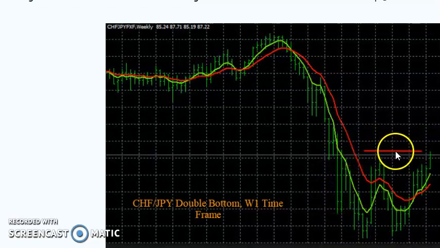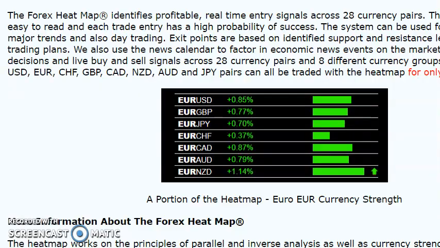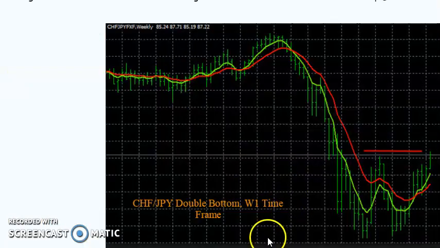You can set an audible price alert right here, and when it breaks through to the upside, once again you can check the Forex heat map. You'd be looking for Swiss yen strength or Japanese yen weakness, or both on the Forex heat map, our live indicator for verifying trade entries. And all of a sudden you have the double bottom, the audible price alert, and the Forex heat map verifying your trade. Plus you can even verify the trend with our simple trend indicators.